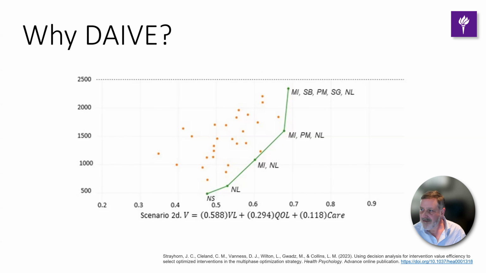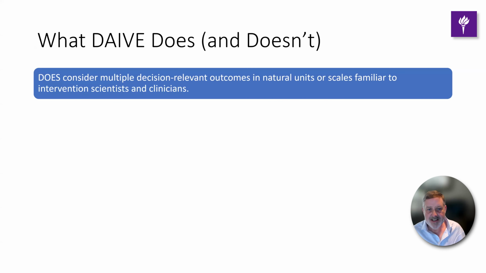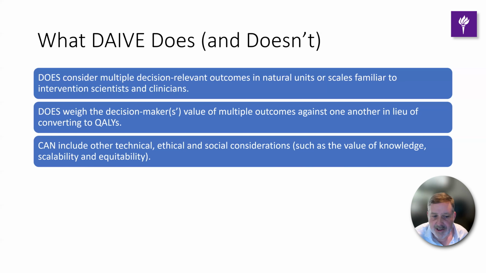And so why DAIVE? Why do we want to do this particular approach? Well, it's important to recognize, and I'm here at my last two slides, so I'm about to wind up and ask for questions. So what does DAIVE do and what doesn't it do? DAIVE does consider multiple decision relevant outcomes in natural units. Right? So we talked about viral load, we talked about quality of life, we talked about engagement in care. These are units or scales that are familiar to intervention scientists, clinicians, patients, and other stakeholders. It does weigh the decision maker's value of multiple outcomes against one another in lieu of converting to QALYs, and so avoids some of the concerns involving QALYs. It can include other technical, ethical, and social considerations, such as the value of knowledge, scalability, and equitability of interventions.